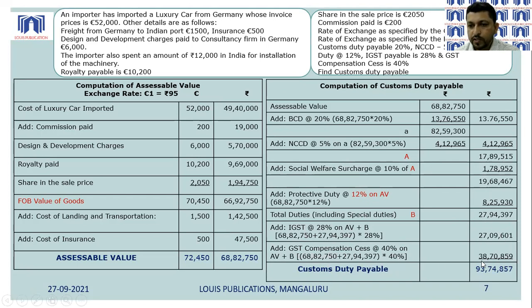So when you add up these three numbers, B, IGST amount and GST compensation cess, we get the total. So customs duty payable is 93,74,859. I hope this comprehensive problem on computation of assessable value and customs duty payable is clear.